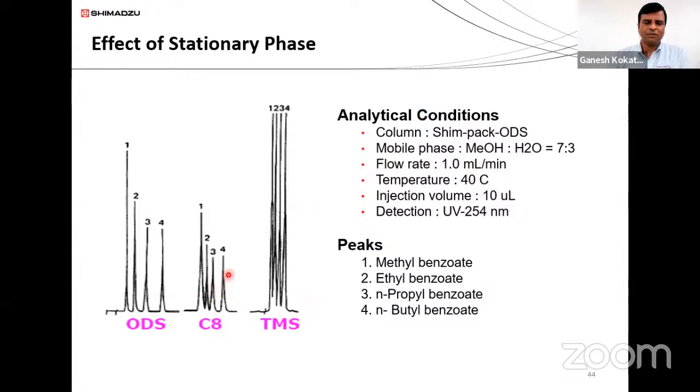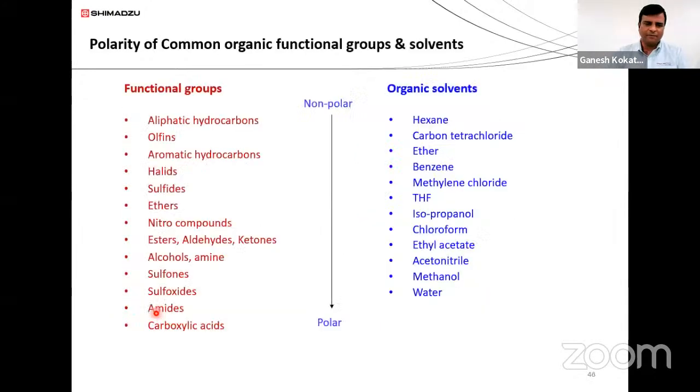I'm getting somewhat better resolution as compared to TMS, but I'm getting even better resolution on an ODS column like the C18 column. So this is the impact of how much area we provide for the particular sample to stay on the column front.